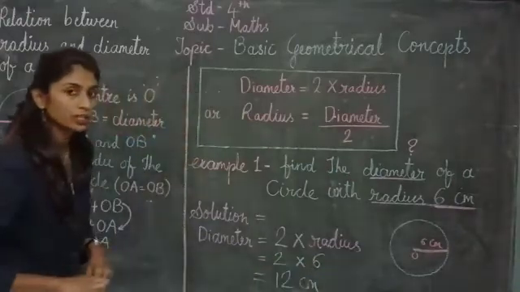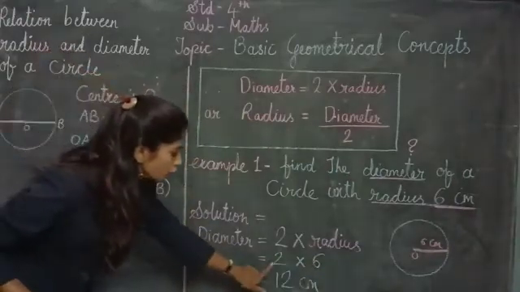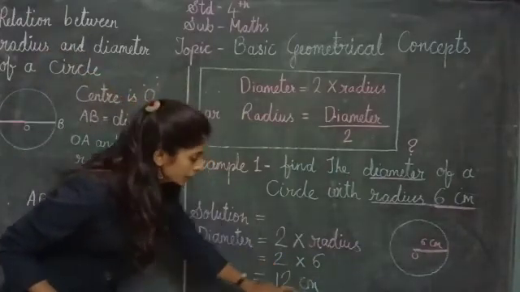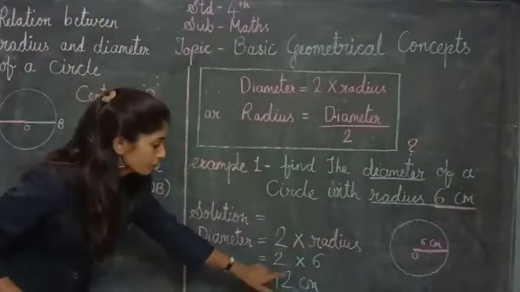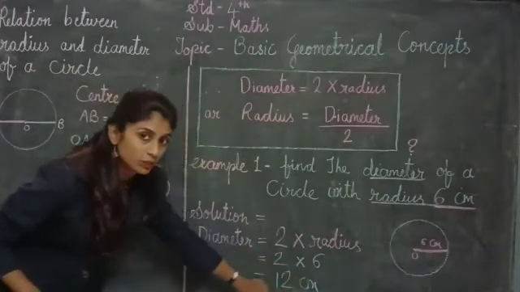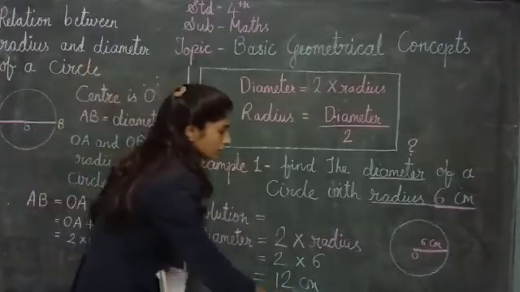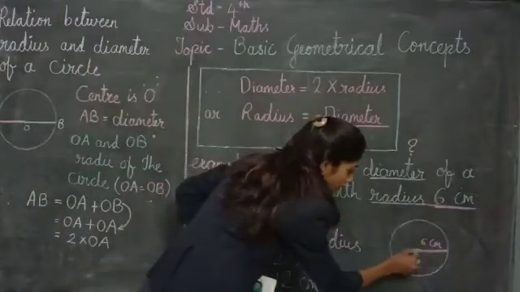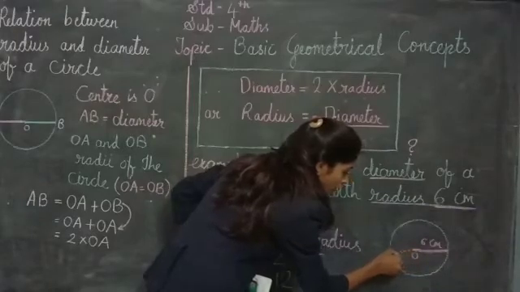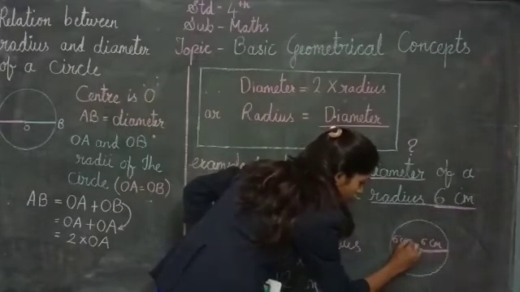Now let us do the multiplication. Simple multiplication: 2 multiplied by 6 is equal to 12 cm. So this is our final answer, meaning this diameter is equal to 12 cm.